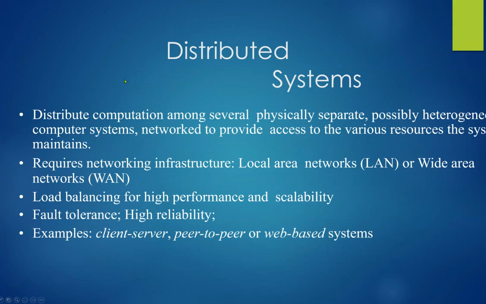Distributed computation is spread among several different physically separated, possibly different types of computers, which are networked to provide various resources the system maintains. It basically spreads everything out. This requires networking infrastructure, such as a LAN or a wide area network, a WAN. Load balancing is done for high performance and scalability. They tend to be more fault tolerant and highly reliable. Some ideas are client-server, peer-to-peer, or web-based systems, also referred to as N-tier systems.